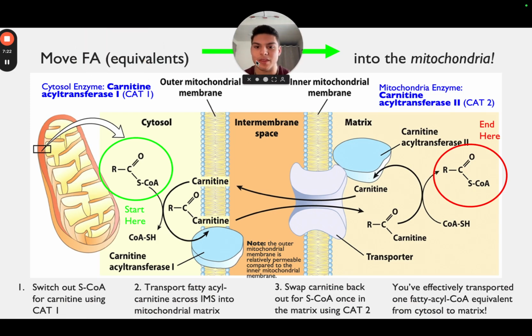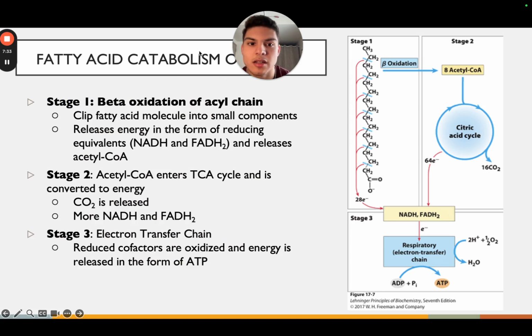So I think this is just a reiteration of exactly what I just said, just much more in detail, like where you start, where you end, and specific enzymes that are able to do so. So I'll just skip this slide. So now moving on to the actual beta oxidation, right?